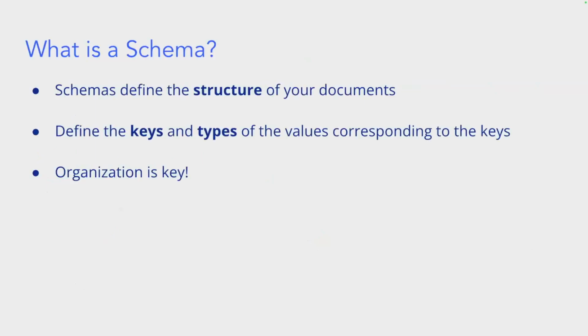So the name for how we specify what properties documents in a collection have is a schema. A schema defines the structure of your documents. You define the keys and types of values corresponding to the keys. And it lets you really organize your collection in a way that makes it easier to use as a developer.